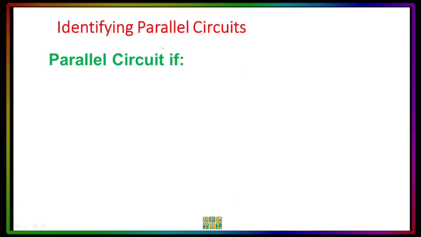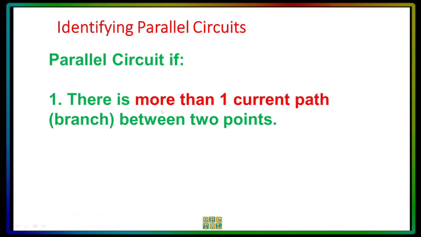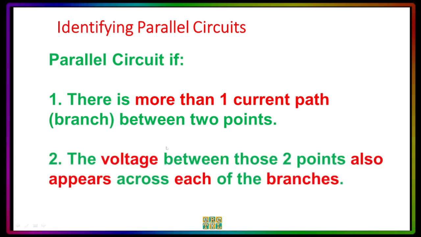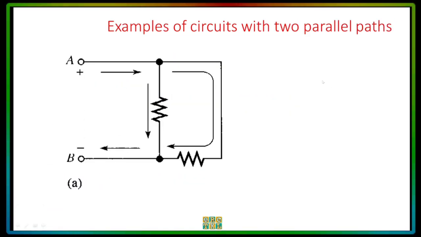Now, to identify a parallel circuit, we will know it's parallel if there is more than one current path, or more than one way for the current to pass. It will not just have one way, but two ways or three or four, more than one between two components or between two points. The second one is that the voltage between those two points also appears across each of the branches, meaning that the voltages among the branches are all equal to the voltage Vs. So there's only one voltage in the parallel.